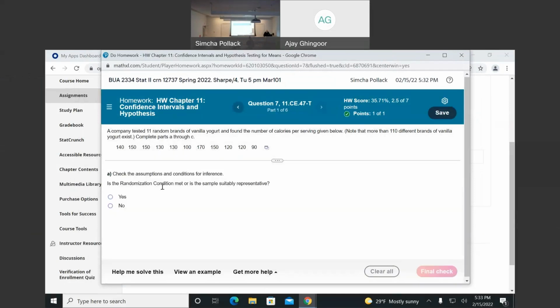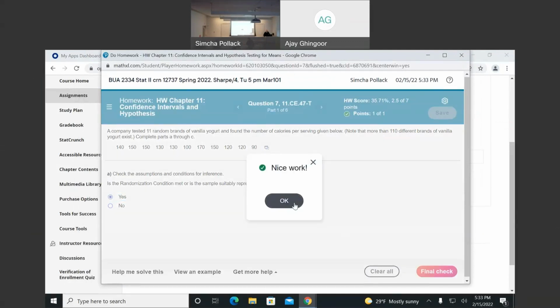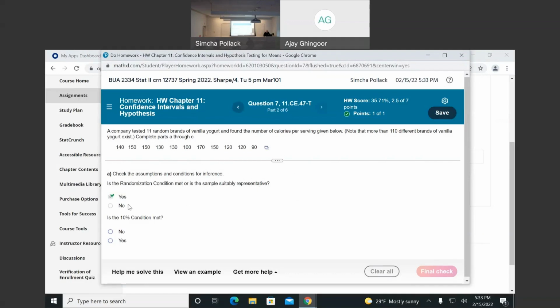So the randomization says random samples, so the random condition is met; the answer is yes. For the 10% condition, we have 11 random brands of yogurt, and we have 11 out of 110, which is exactly 10%. I'm not even sure what the 10% condition is exactly, but I'm going to say yes.